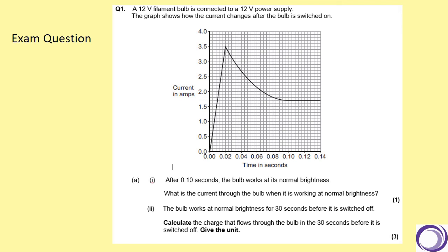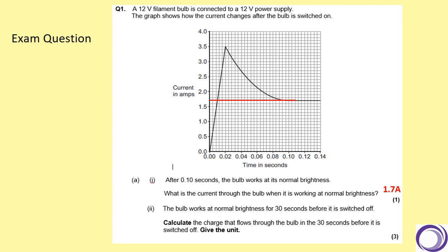I'll mark it as I go through it then. Part 1: after 0.1 seconds, so we'll find that on the bottom, the bulb works at its normal brightness. That's the flat bit where it goes horizontal towards the end of the graph, and it asks what is the current through the bulb when it's working at its normal brightness. The current is the y-axis, so all we've got to do is draw a line from the flat bit across, and be very careful that we're counting the squares right. So 1.5, 1.6, so that will be 1.7. Don't forget the unit, and that's amps, 1.7 amps.